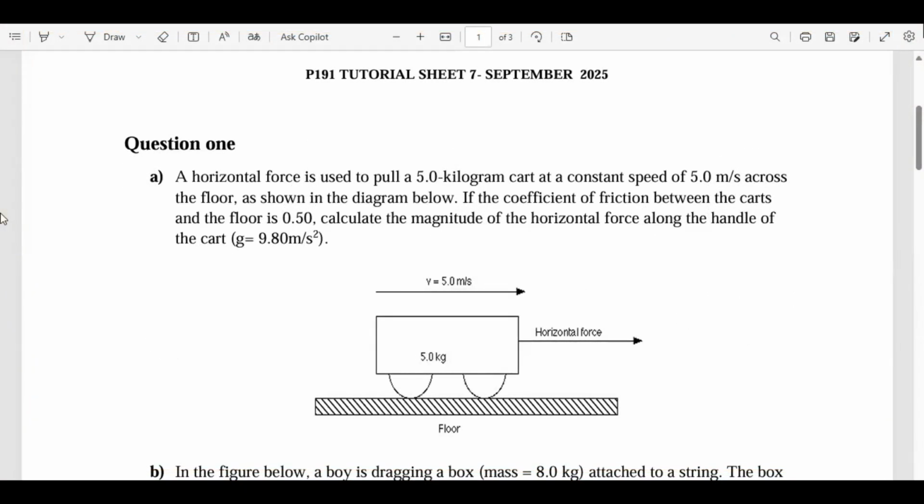All right, so welcome to this particular video where we'll be looking at tutorial sheet 7, P191. So without wasting much time, let's start with question 1.